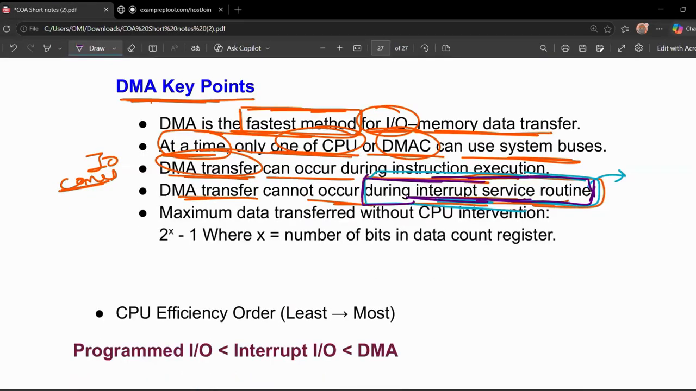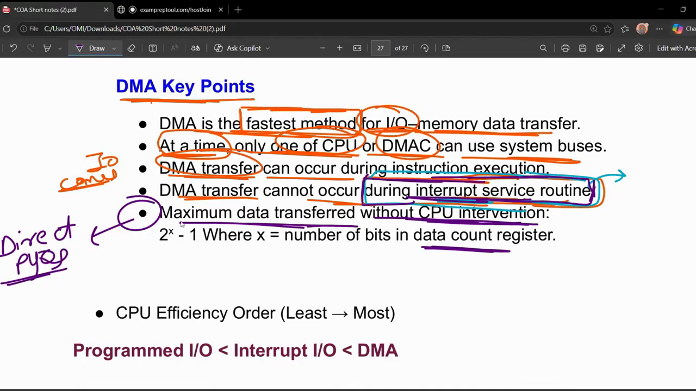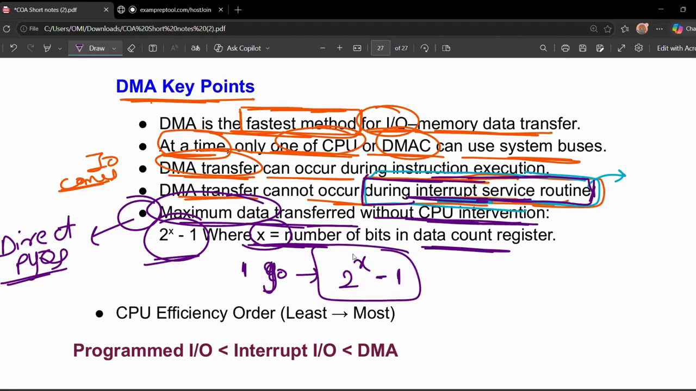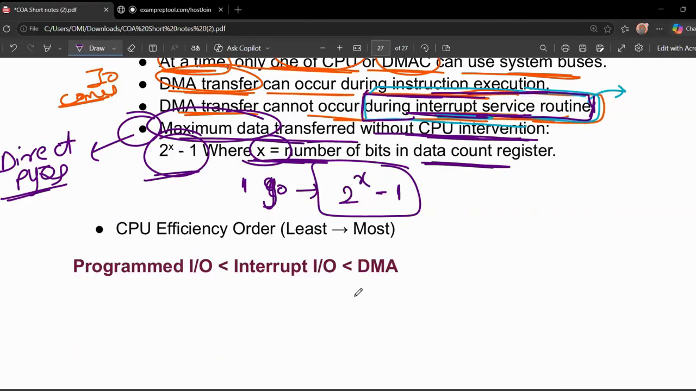Got it? And this is the maximum data transfer without CPU intervention. If you have your DMA PYQs, they use this formula: if your data count register has x number of bits, how much data can you transfer at a time? In one go, you can transfer 2 power x minus 1. So this much you can transfer, the maximum data transfer without intervention.